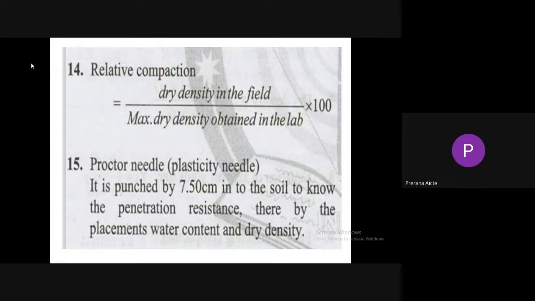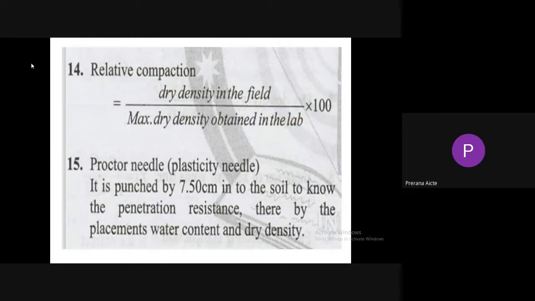Another one is Proctor's needle, also called the plasticity needle. It is punched 7.5 centimeters into the soil to know the penetration resistance, and thereby the placement water content and dry density. Generally, to determine the water content in the laboratory, we use the oven drying method, but it takes 24 hours, one day. That's why it is not used in the field. In the field, to know the field water content immediately, we use this Proctor's needle.